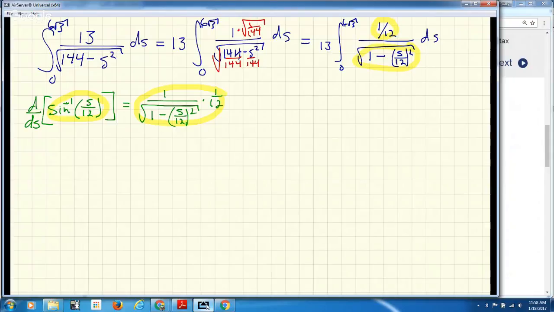And let's switch colors back to blue. So what I have now is that 13 is still chilling out, waiting to be dealt with. And once I come up with an antiderivative, I put it in brackets. So I believe the antiderivative for the stuff I highlighted in yellow above is the sine inverse of s over 12, because if I were to differentiate that, I would get the stuff in yellow above. And I still have to consider the evaluation of that from 0 to 6 square roots of 3.